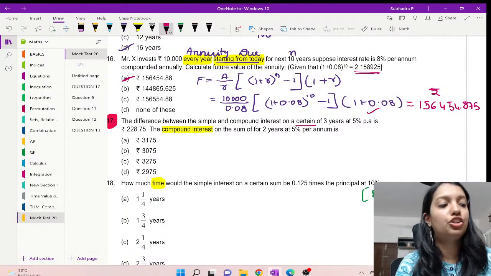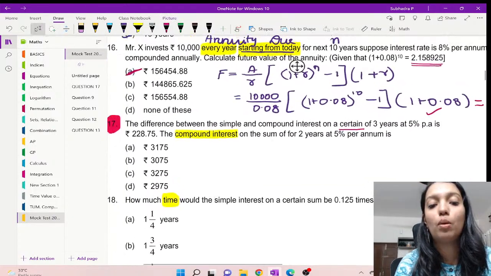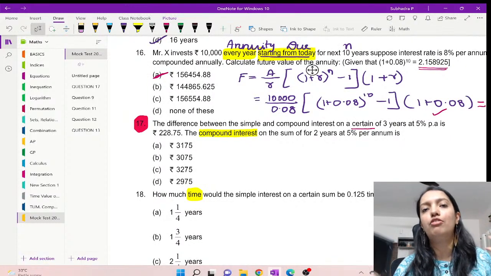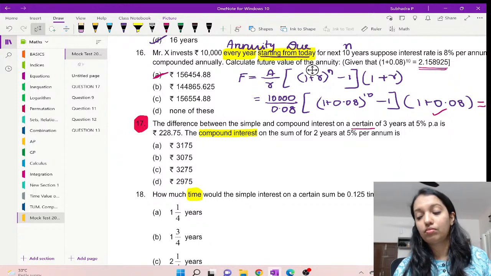1,56,454.875.88, both are same. So the answer for the 16th question is option A. So all the questions from time value of money, you have to just remember the formula and you are done.